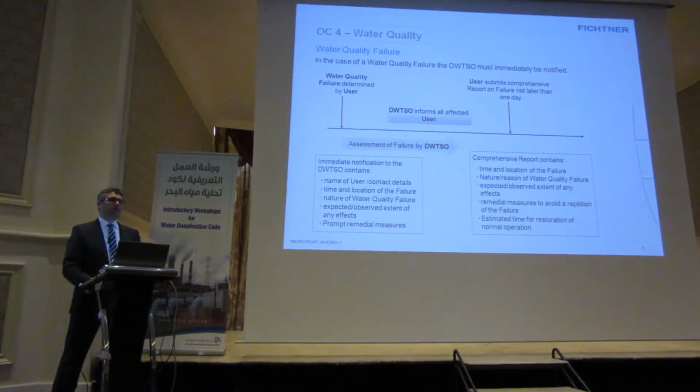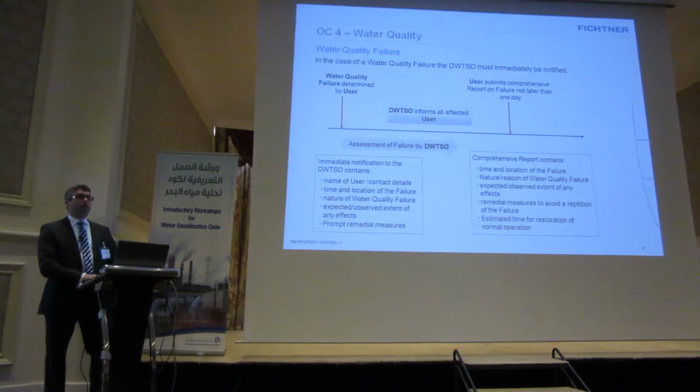In case of a water quality failure, and this refers to your question you raised earlier, a water quality failure is in principle any off-spec water. So even if conductivity is high by only 5%, it's a water quality failure. You're not complying with the specification. Whenever any party identifies a water quality failure, it must immediately inform the DWTSO about such a failure. The DWTSO will then in turn inform all the affected users.